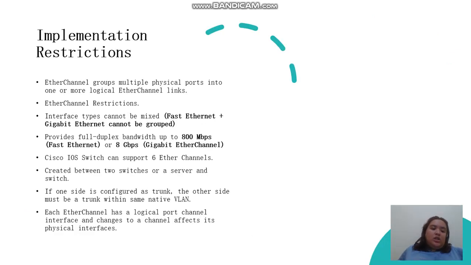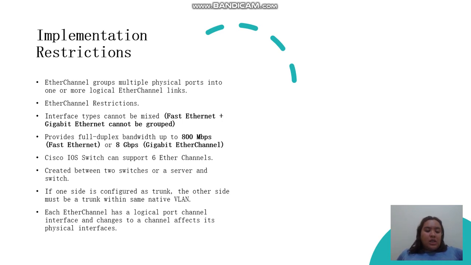Implementation and restrictions. EtherChannel groups multiple physical ports into one or more logical EtherChannel links. Interface types cannot be mixed, so Fast Ethernet plus Gigabit Ethernet cannot be grouped. It provides full duplex bandwidth up to 800 Mbps for Fast EtherChannel, and 8 Gbps for Gigabit EtherChannel.